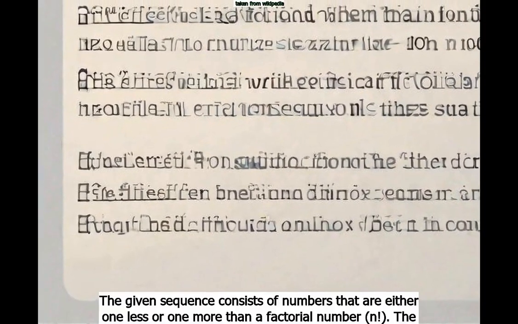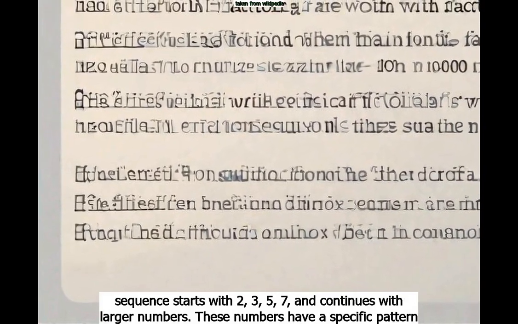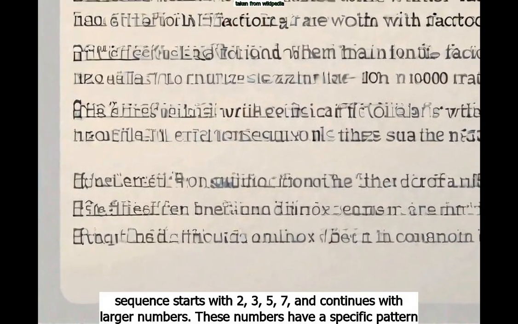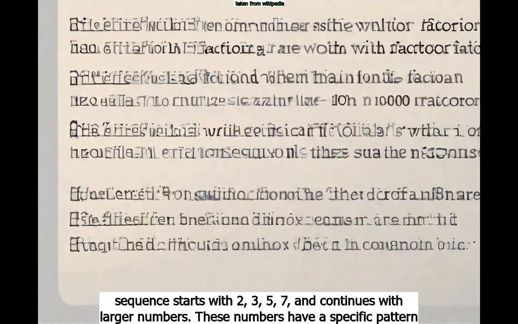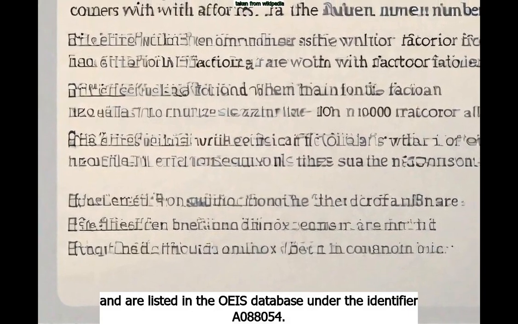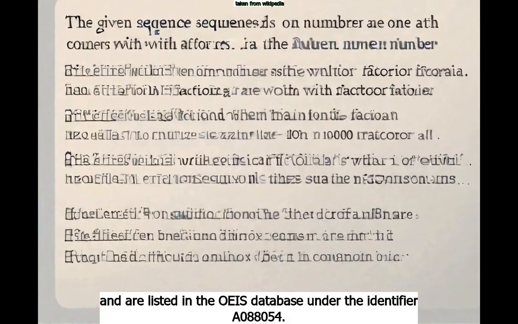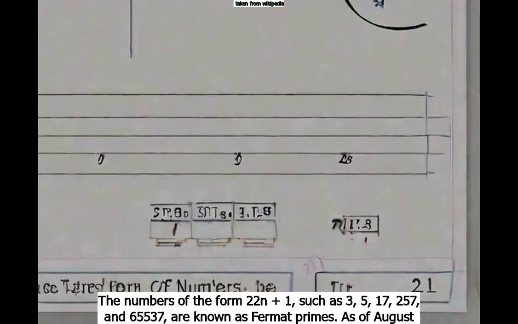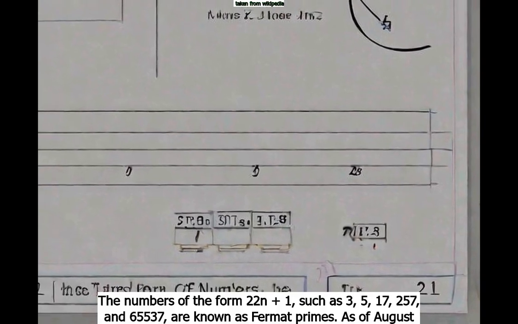The given sequence consists of numbers that are either one less or one more than a factorial number, n factorial. The sequence starts with 2, 3, 5, 7, and continues with larger numbers. These numbers have a specific pattern and are listed in the OEIS database under the identifier A088054.